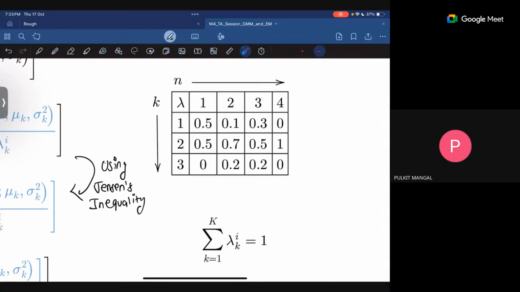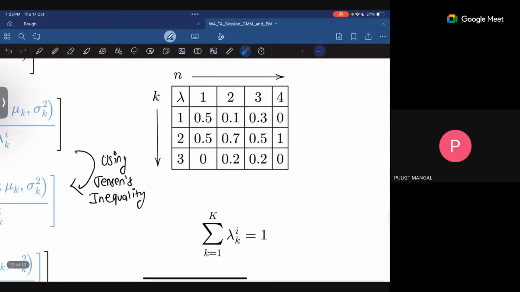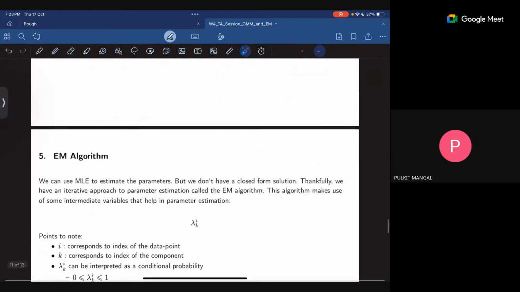Is this part clear? Okay, maybe EM, yeah.